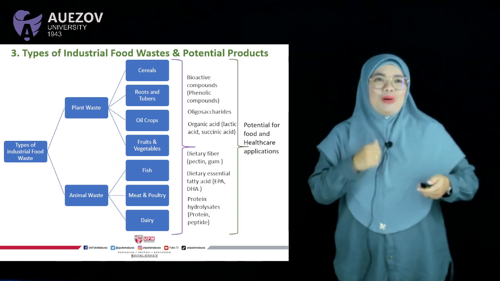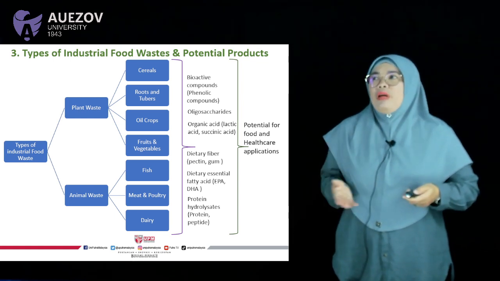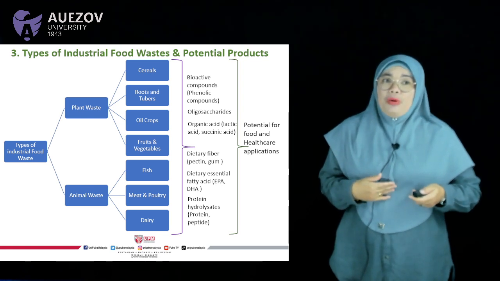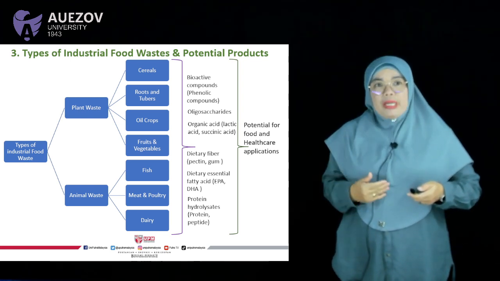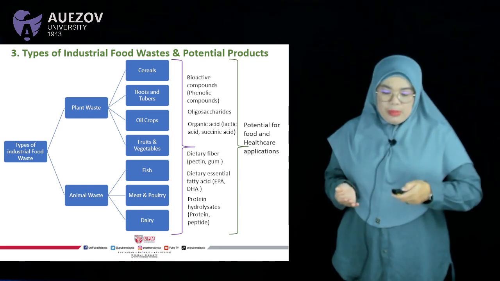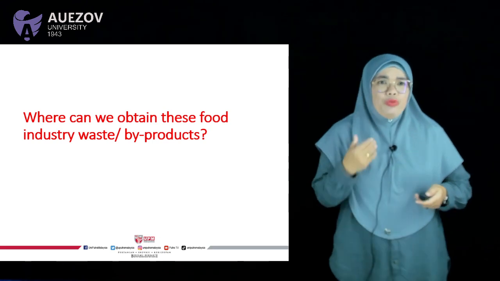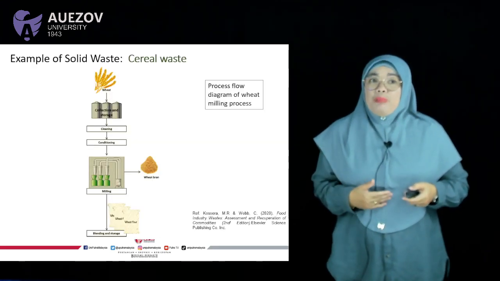So all these components add high value to other products, whether you use them for food products or for pharmaceutical or healthcare applications. Right. I'll give a few examples of where we can obtain these food industry wastes or byproducts. The first one is an example of solid waste.